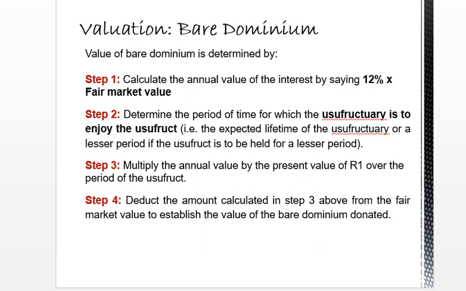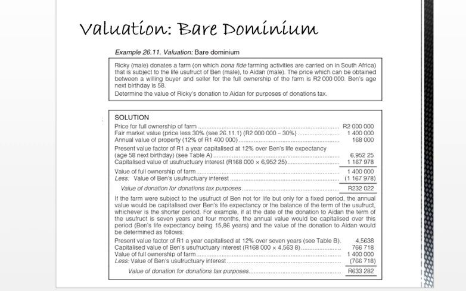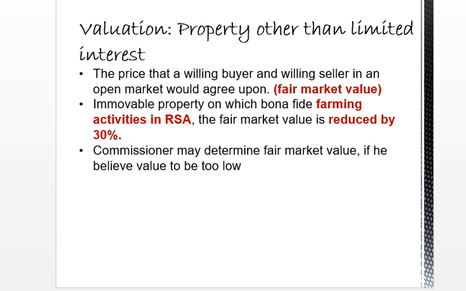Okay, so if we look at an example, we've got Ricky. He donates a farm. Remember, with a farm, the value is reduced by 30%. That is what we did here when we looked at the valuation of property. So immovable property on which the benefited farming activities are conducted in the Republic, the fair market value is then reduced by 30%. So just take note of that.